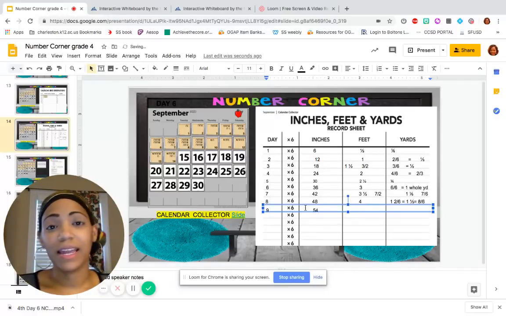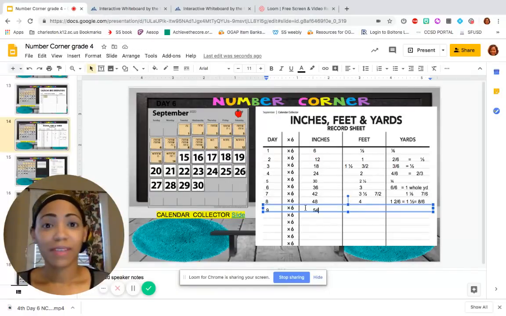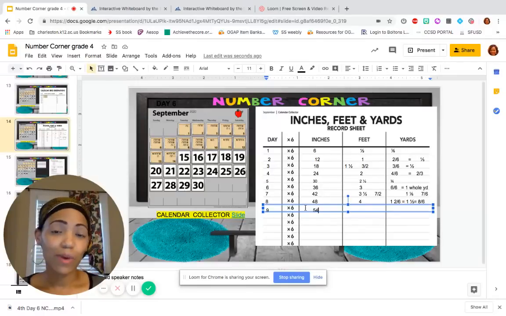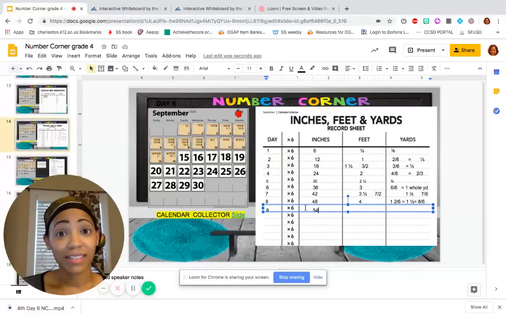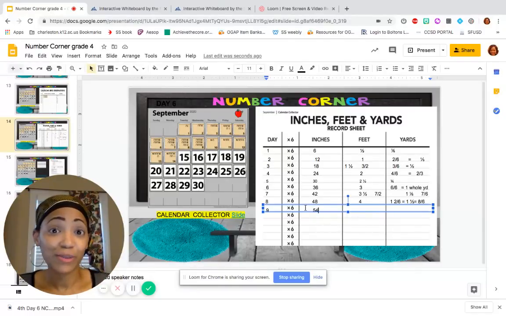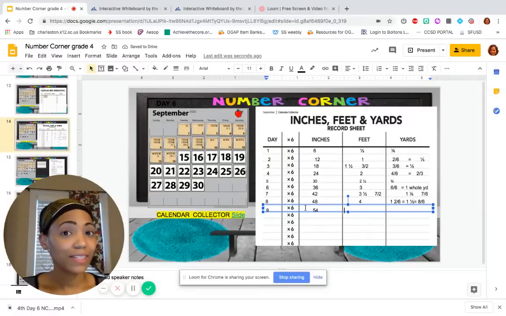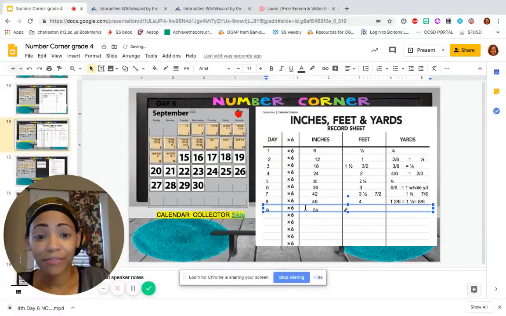54. How did you find that out? That's awesome. So you thought about it as 10 times 6, which is 60, and then took one group of 6 away. So 60 minus 6 is 54, which leaves you with 9 groups of 6. That's clever thinking. So if that's the case, how many feet do we have now? Yesterday we had 4 full feet. Good. So today we have 4.5.